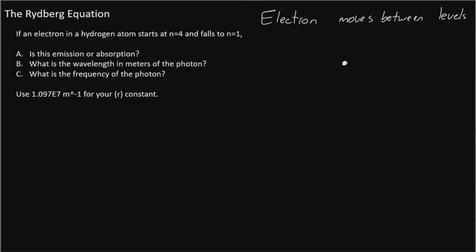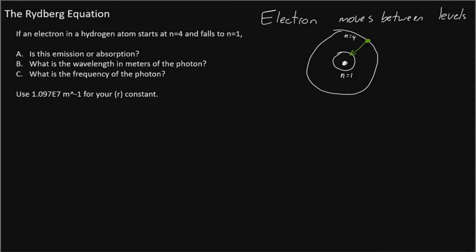For our particular atom this time, we'll have n equals 1, which will be close to the nucleus, and n equals 4, which will be further away from the nucleus. We're starting from n equals 4 and falling to n equals 1. Anytime an electron changes levels, the Rydberg equation will tell you the wavelength of the photon that is either emitted or absorbed while this happens.